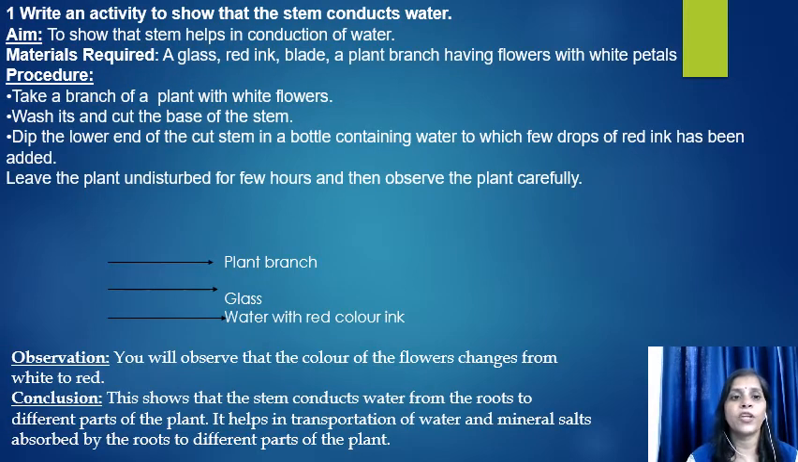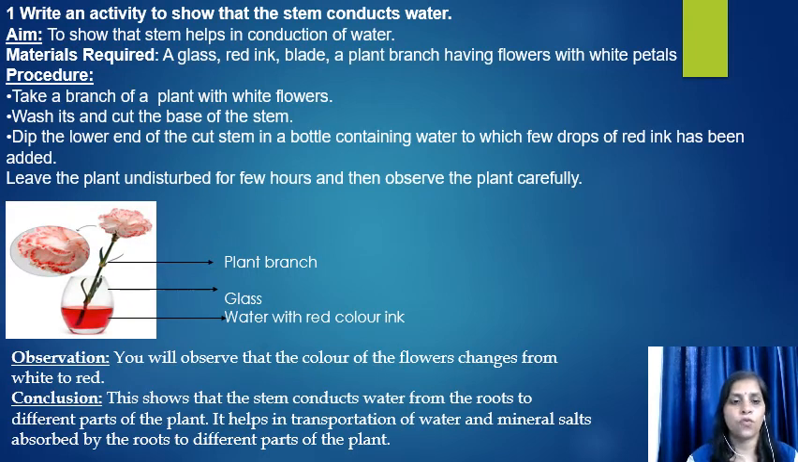Another very important question over here: write an activity to show that the stem conducts water. First we have to write the aim, that means why we are doing this activity: to show that the stem helps in conduction of water. What all things do we need to perform this experiment? We need a glass, we need thread, we need a blade, and a plant branch having flowers with white petals. Why are we taking white petals? As we can see the color easily. Whatever color change has taken place, we can easily see it.